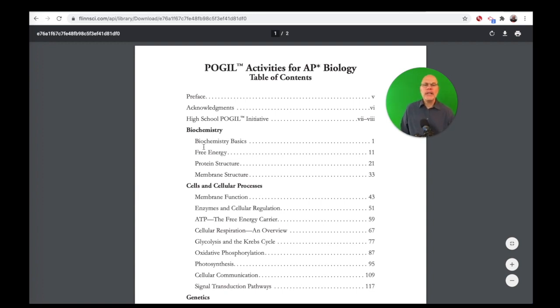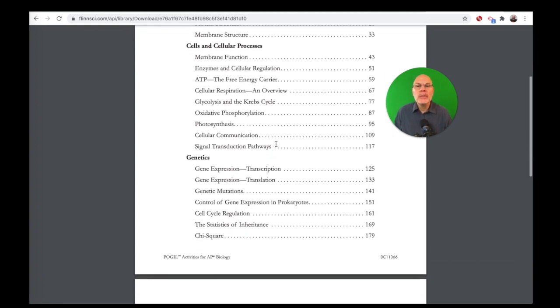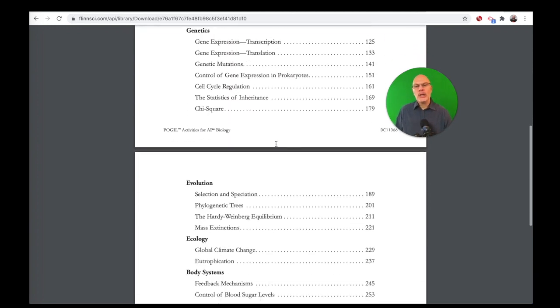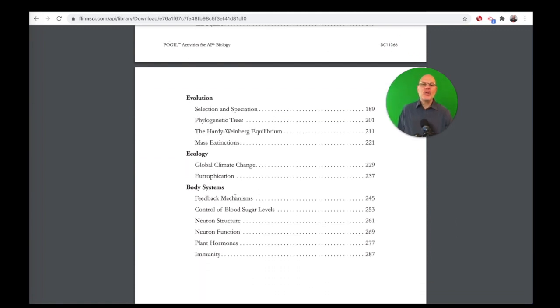Anyhow, go to Flinn Sci, and they have these really fantastic worksheets that are widely used in the AP curriculum. So this one's a little bit further down the curriculum because they're using the pre-2019 order. But they have two really good POGILs. These are great worksheets. One's about feedback mechanisms. It'll really take your students through negative and positive feedback loops. And then one about control of blood sugar levels, insulin and glucagon, the kind of stuff that I just showed you.